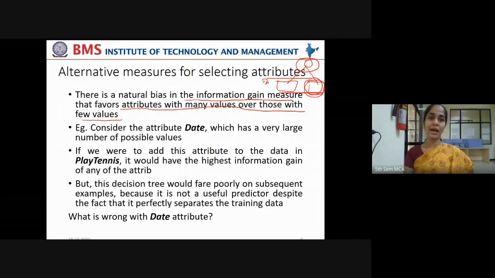That bias we have. Now, consider the attribute date. Let us consider a new attribute introduced into this example data set, that is date, which has a very large number of possible values. If you take March, the data set is collected for whether tennis is played or not, given the weather conditions and the date.